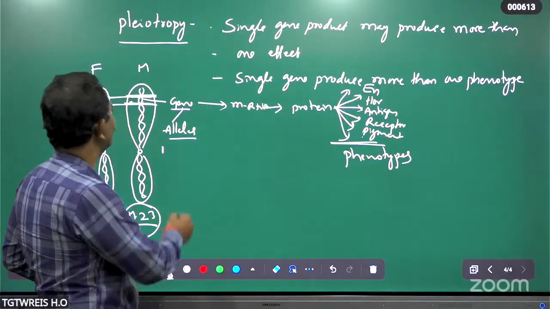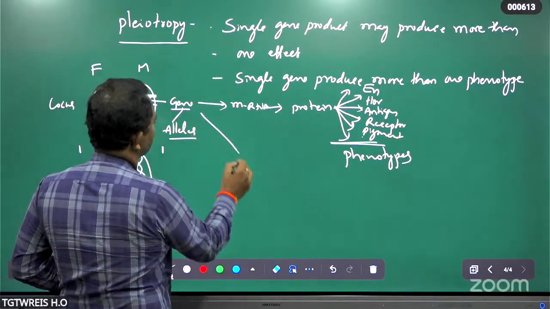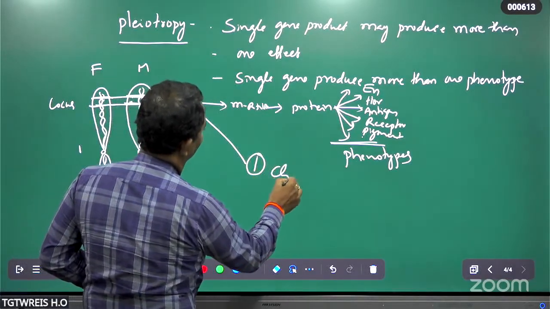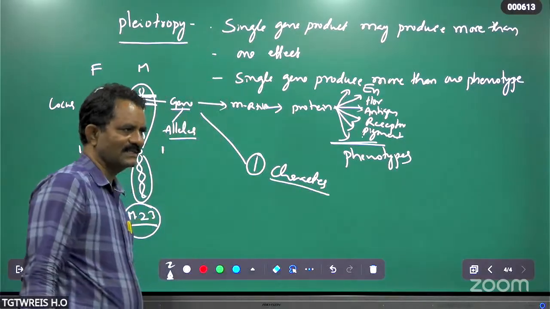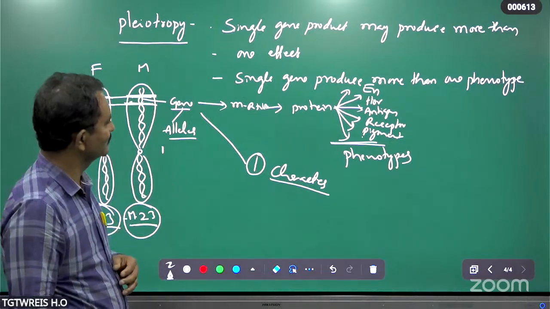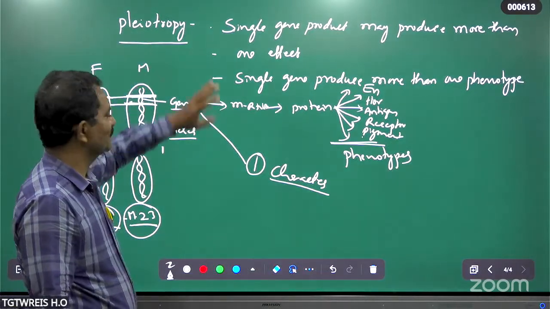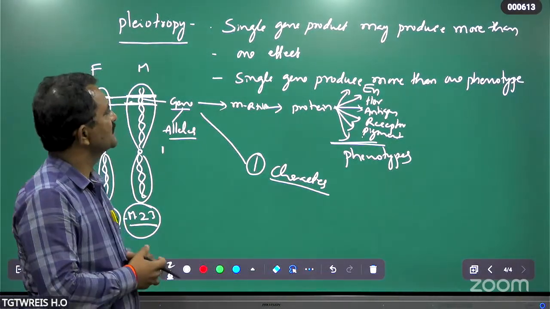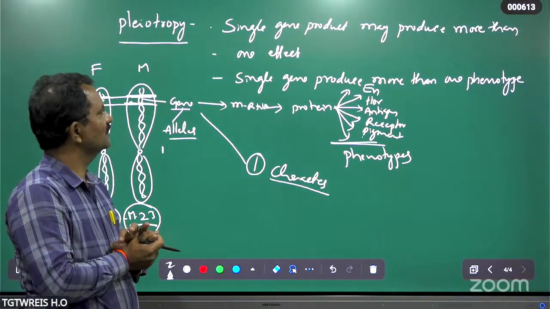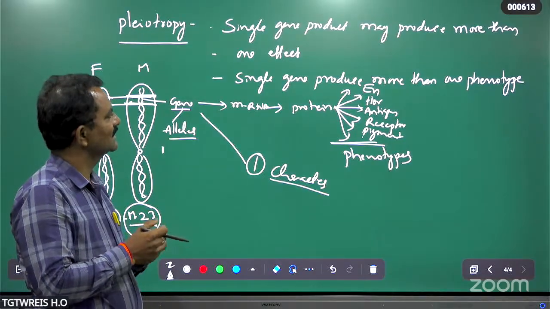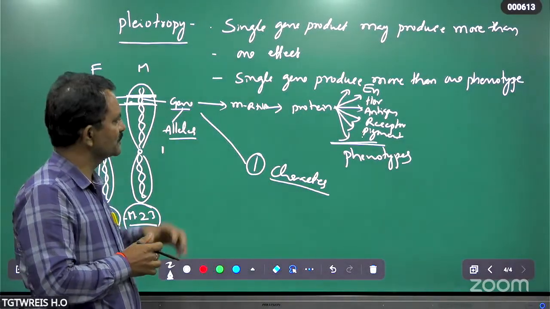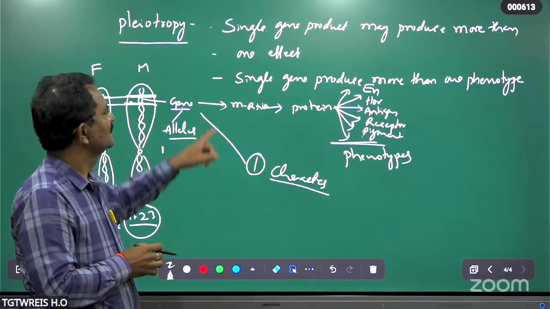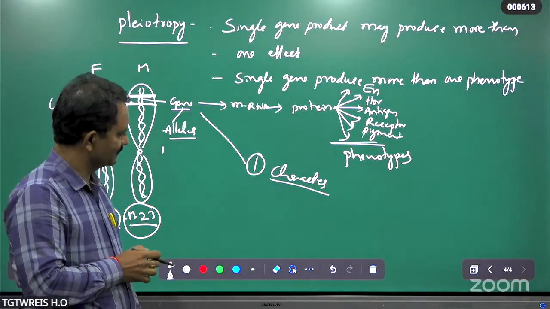Generally, one gene expresses only one character. But in the pleiotropic condition, a single gene product may produce more than one effect, that is, more than one phenotype. A single gene producing more than one phenotype is called pleiotropy.